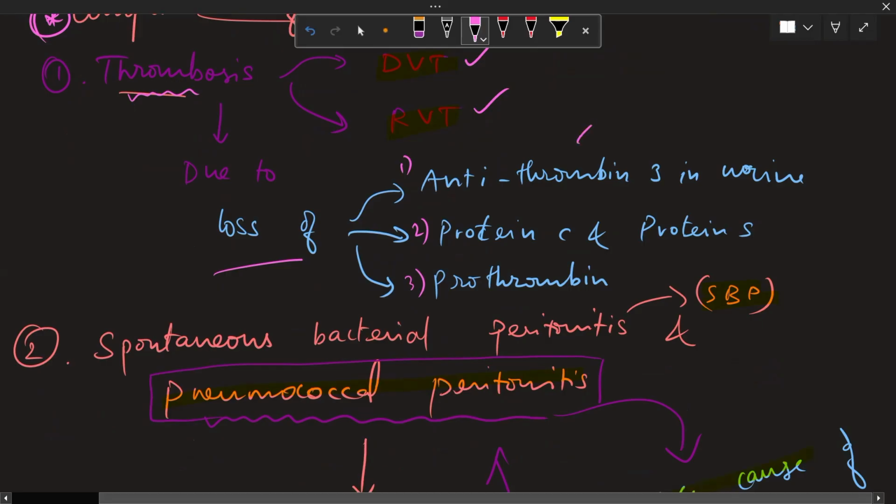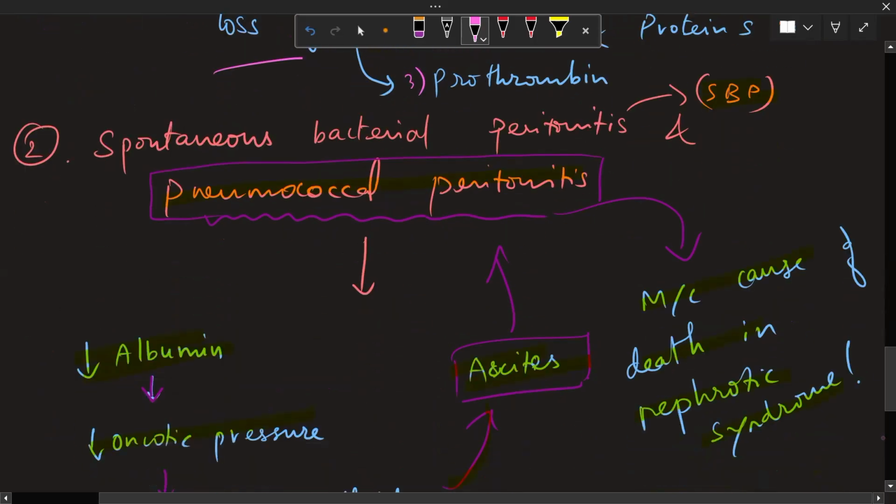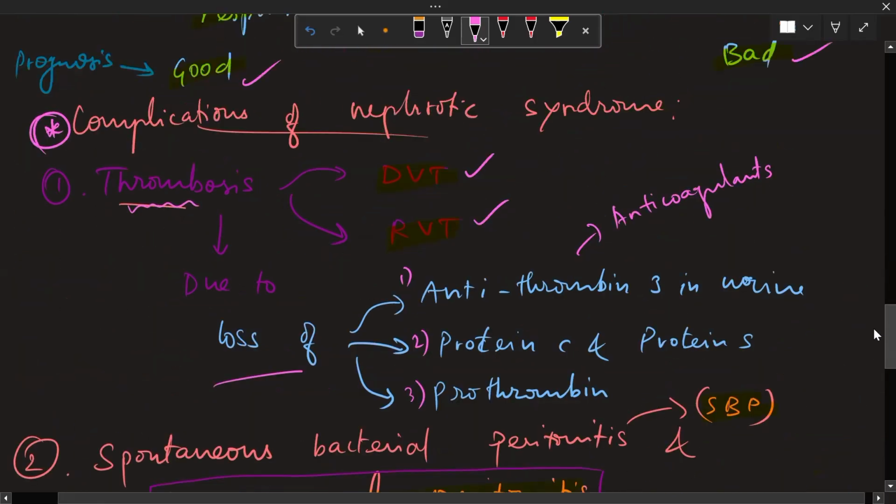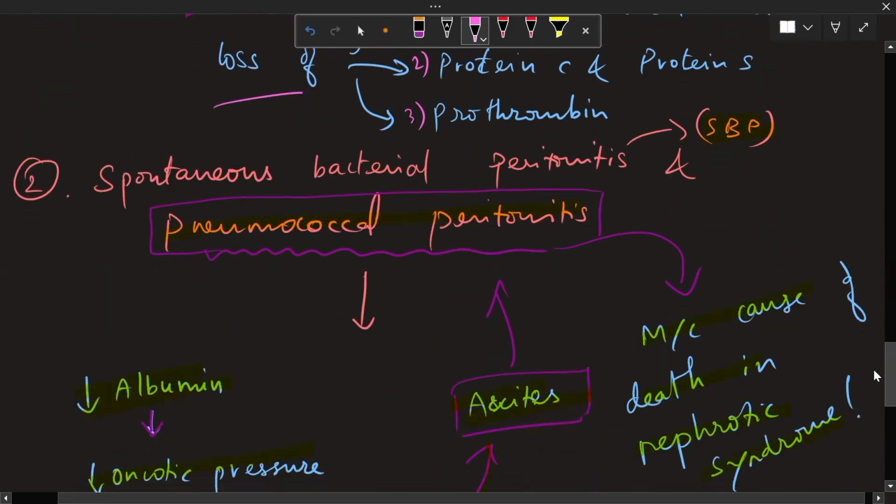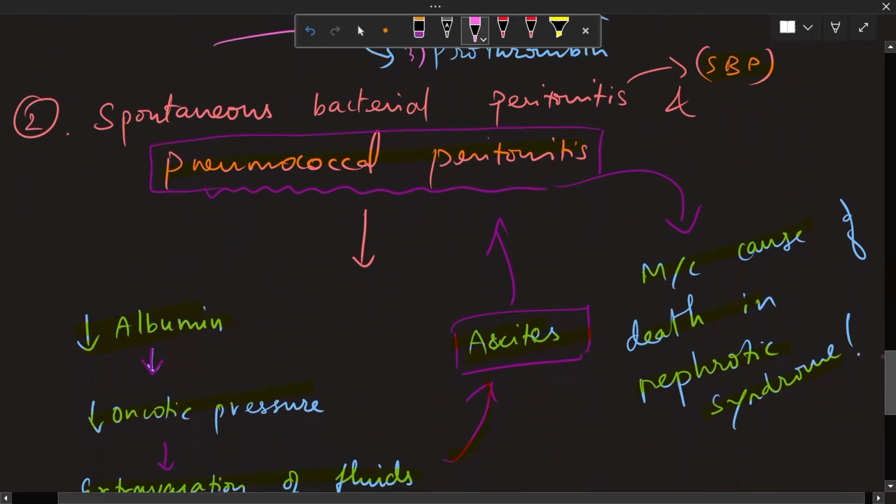Thrombosis is a clotting of blood, right? So these are the anticoagulant proteins. Since the anticoagulant proteins are lost through the urine, there is increased risk of coagulation and it will lead to thrombosis, and it can present as deep vein thrombosis or renal vein thrombosis.